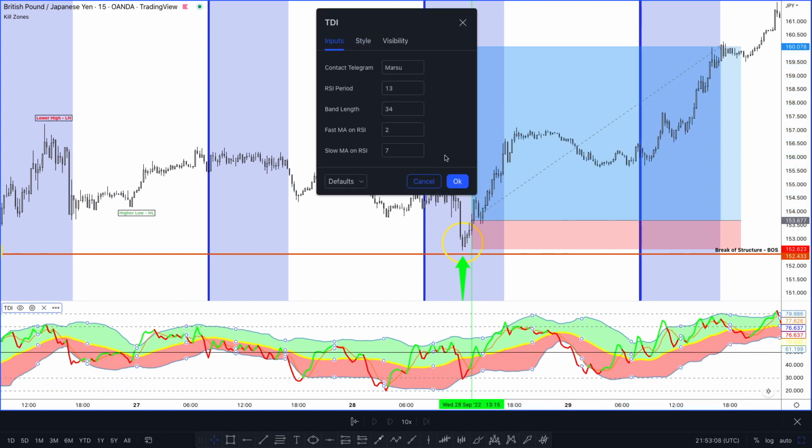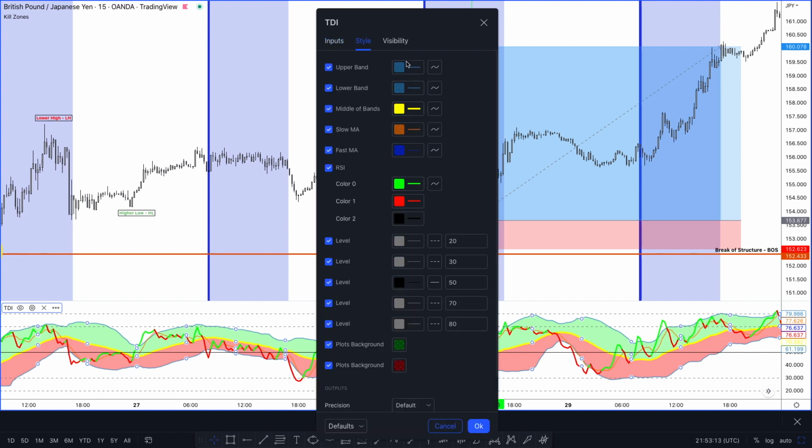People are going to ask me what settings the TDI is on, and all of this is on default. And here you can see pretty much everything here is default. If not, you can just change anything to what I actually do have over here.